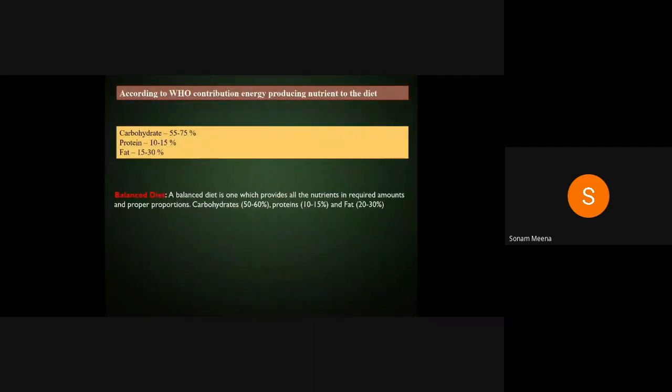According to the World Health Organization, the contribution of energy producing nutrients to the diet: carbohydrates 55 to 75%, protein 10 to 15%, fat 15 to 30%. When a person consumes the right amount of these nutrients, it is known as a balanced diet.